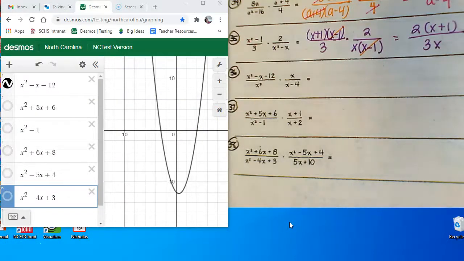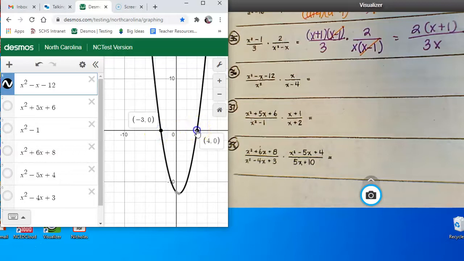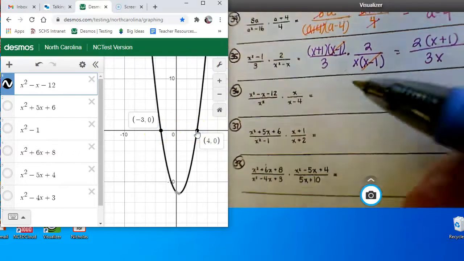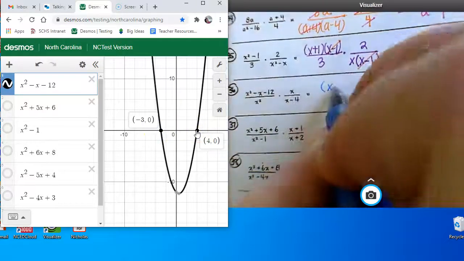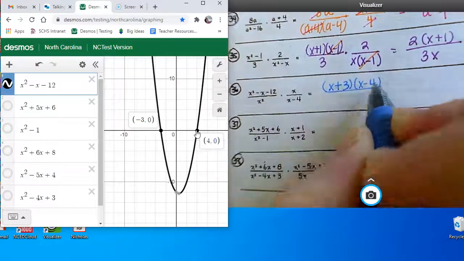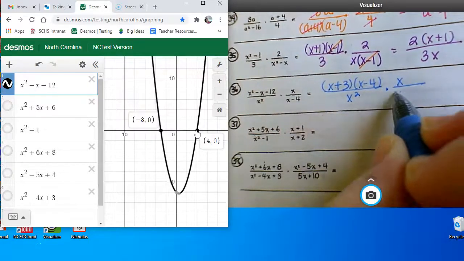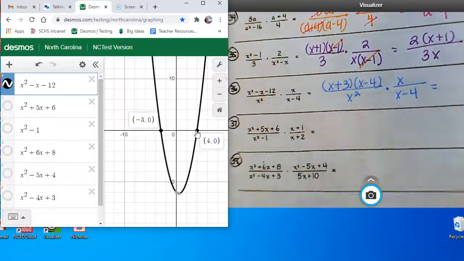Okay, I have graphed all of the things we need for 36 to 38. So on 36, it looks like just that top part is the only part that needs to be graphed, so I have that for us. Looks like negative 3 and 4 are our factors, so we're going to say x plus 3 and x minus 4. X squared is just going to stay as x squared. X will stay and x minus 4 will stay.